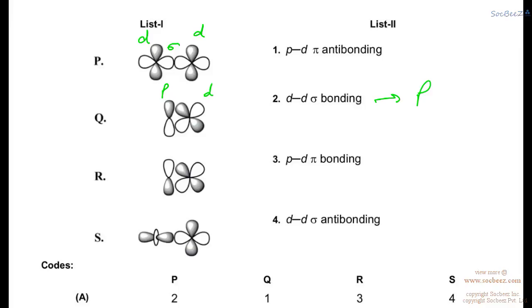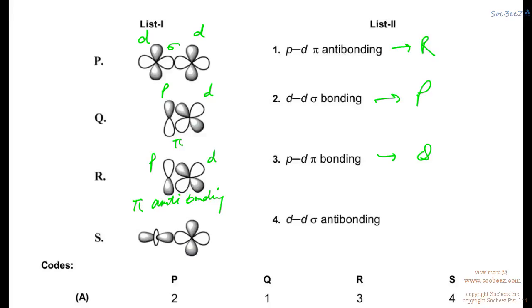Okay, so here this is a p orbital, this is a d orbital, and since parallel overlap is there, therefore this is pd pi bonding. So Q corresponds to 3. And now R, since we know that this is p, this is d, and now since bonding is pi, but it is anti-bonding, therefore it is pd pi anti-bonding. So R corresponds to 1.